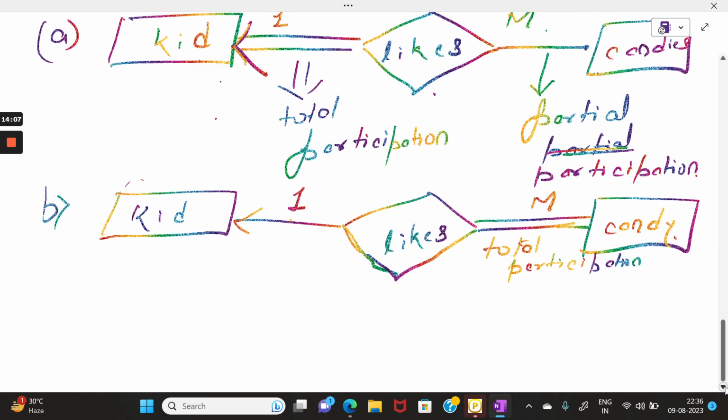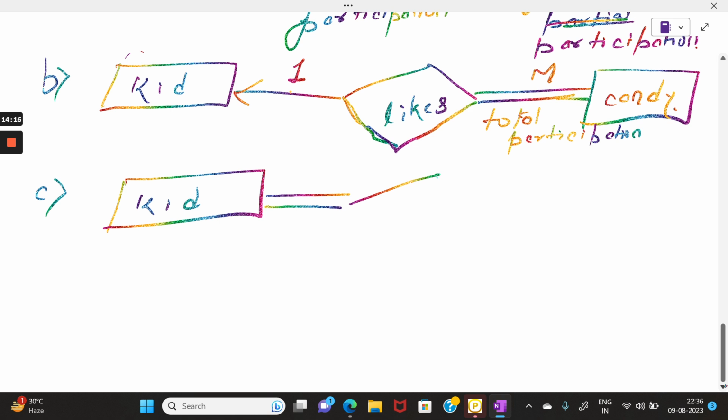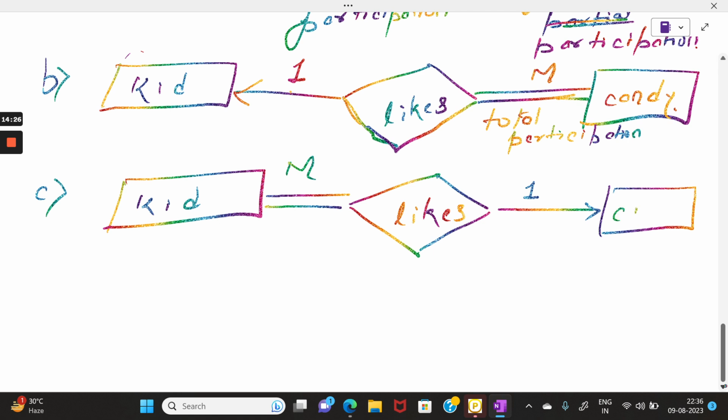Okay, then we have the third option as the kid set. Then we have this total participation, likes. Then here we have many to one, and this is the candy set. Like two or more kids can like the same candy.